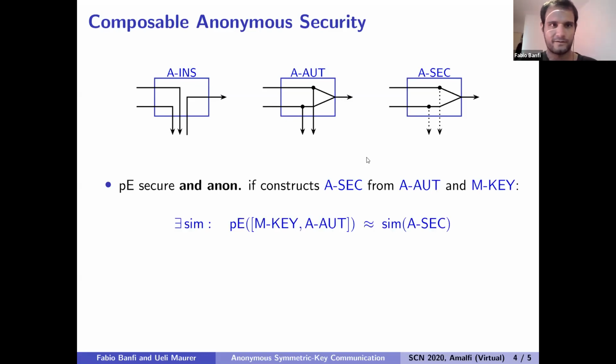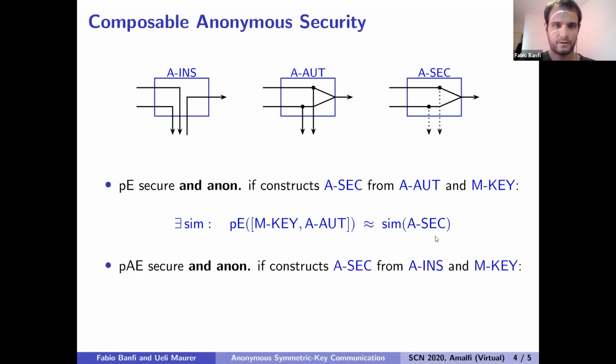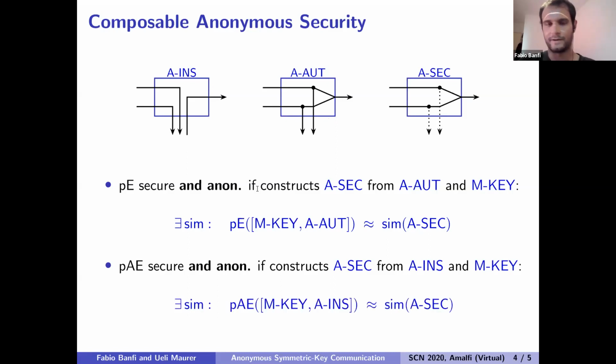And more formally, we define this as the existence of a simulator such that if we apply encryption to this authentic channel with the keys, then this is indistinguishable from the secure channel where we simulate the strategy of the adversary appropriately in the simulator. And analogously for authenticated encryption, we define security and anonymity as the construction of the secure channel, not from the authentic, but directly from the insecure one, which we mathematically again formulate as the existence of a simulator such that these two systems are computationally indistinguishable.